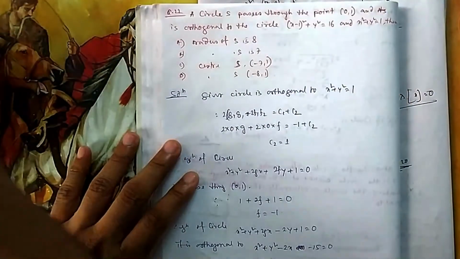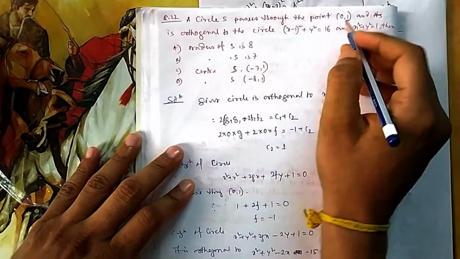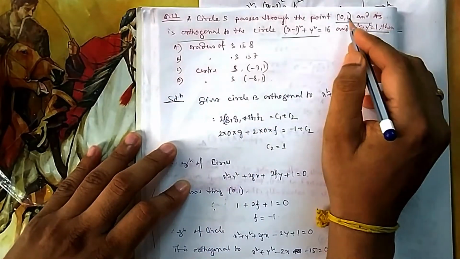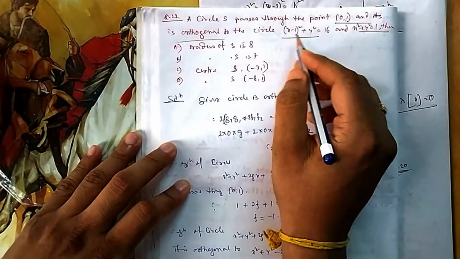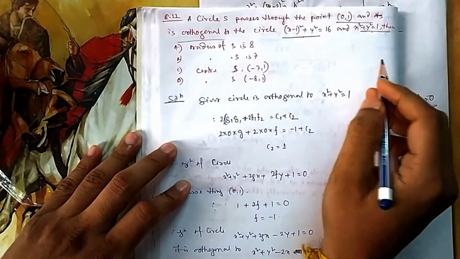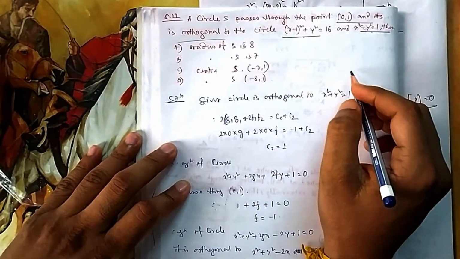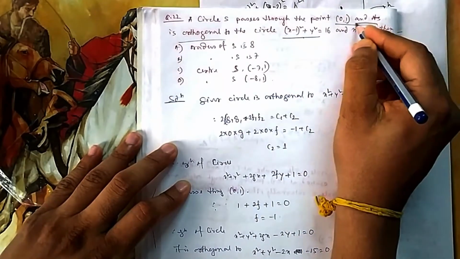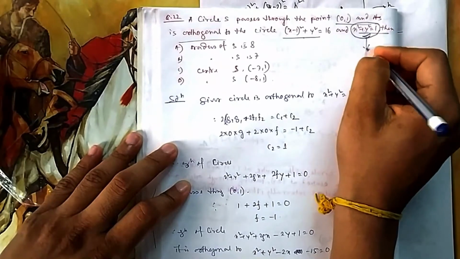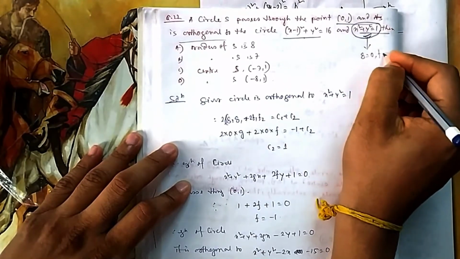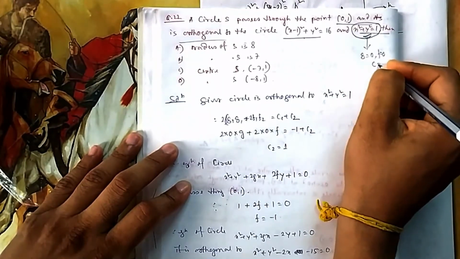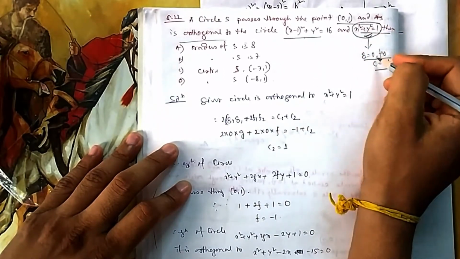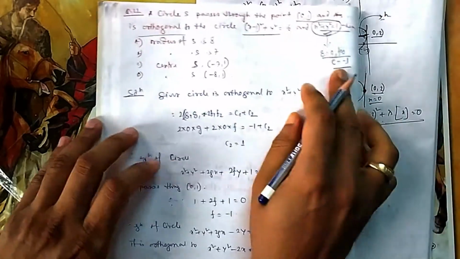Now if you see question 22, a circle S passes through the point this and is orthogonal to the circle this and this. So it should pass through this and it should be orthogonal to this. Then its radius. So let us go one by one. Because the circle is passing through origin, its g is also 0, its f is also 0. It is very interesting to calculate, and c is here minus 1. Because if it is orthogonal to this one, then 2g1g2 plus 2f1f2 should be equal to c1 plus c2.